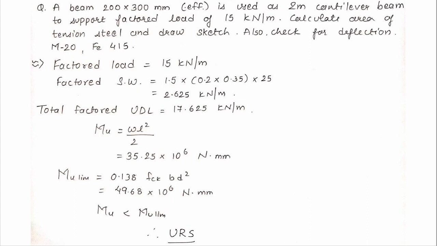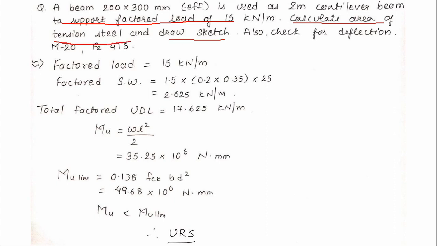So again, looking at the question, it says that a beam of 200 cross 300 mm effective, that means the width of beam is given as 200 and the depth of beam is given as 300, but as it is effective depth, small d is mentioned, is used as a 2 meter cantilever. So the beam is a cantilever and the length of beam is 2 meter, and it has to support a factored load of 15 kilonewton per meter. As this is a factored load, there is no need to multiply it by 1.5, and we need to calculate the area of tension steel and draw a sketch.